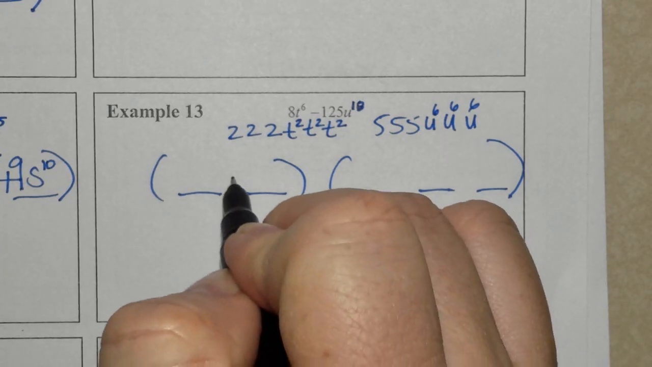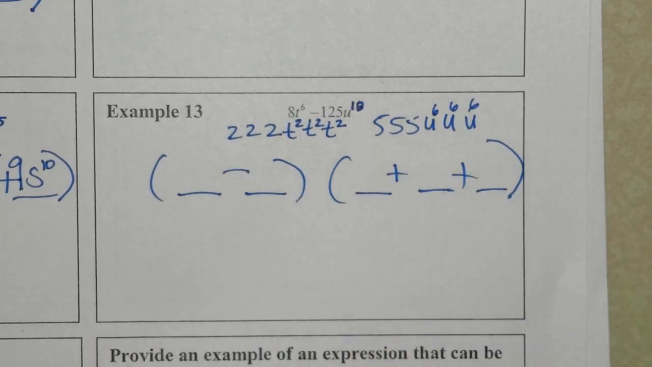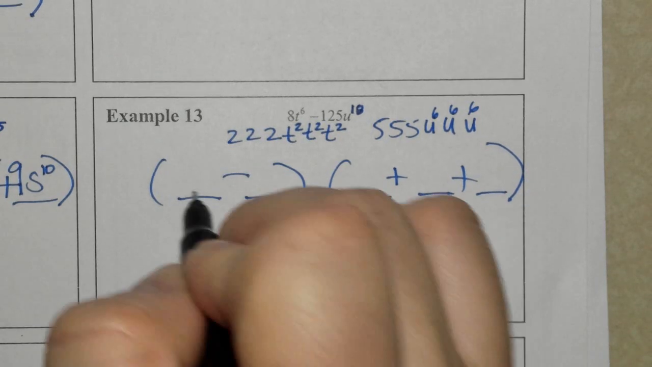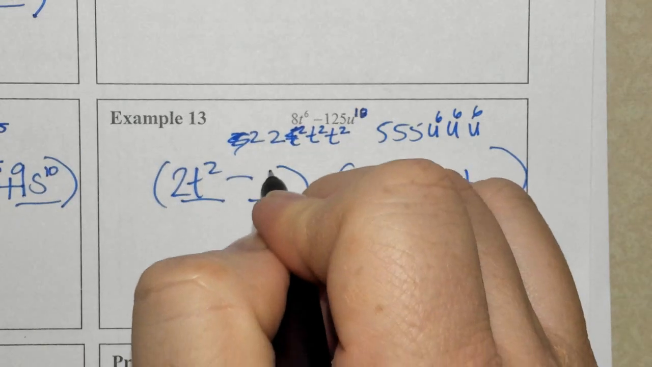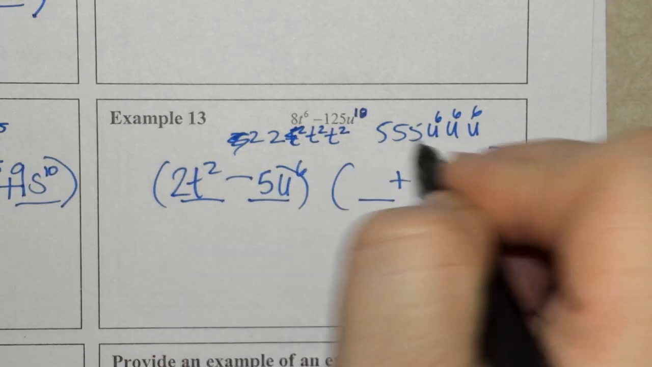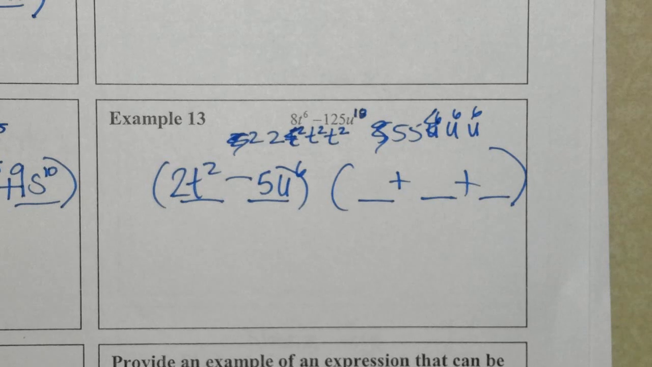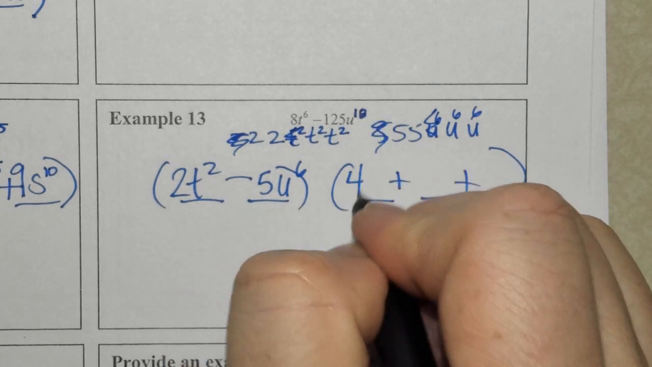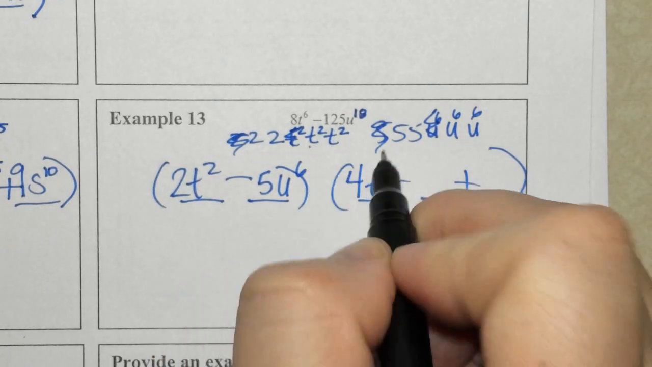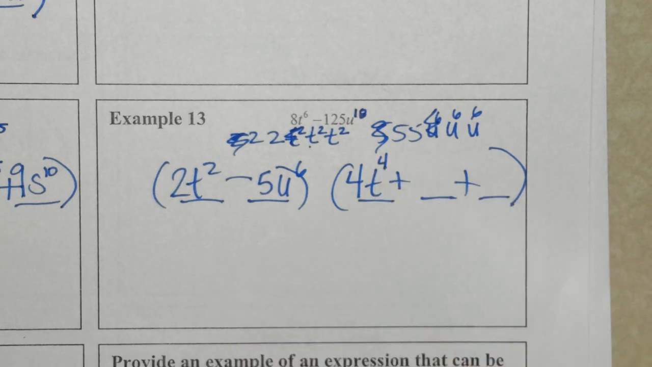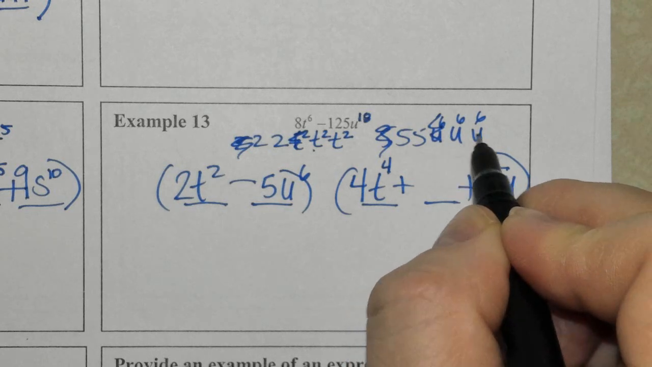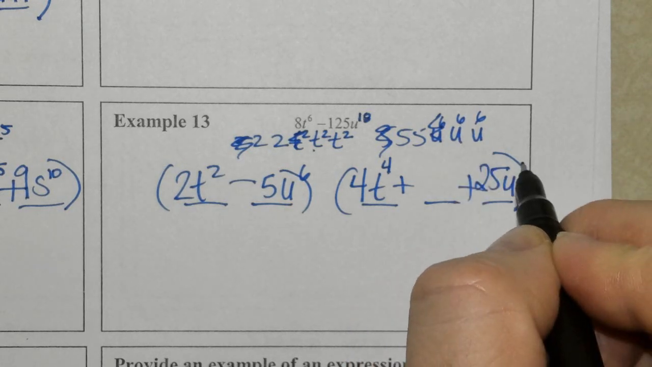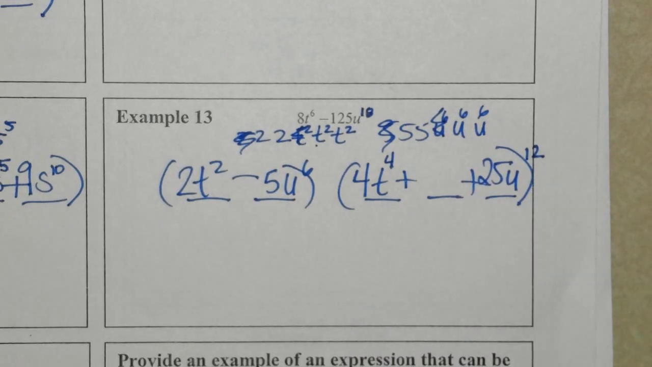So it's going to be a negative, then opposite, and always positive. I bring down a 2t squared in front, and back a 5u to the 6th. In front, 2 times 2 is 4, and now when you multiply, you add the exponents, so t to the 4th. And back, 5 times 5 is 25, and you add the exponents when you have the same base and you're multiplying, so u to the 12th.